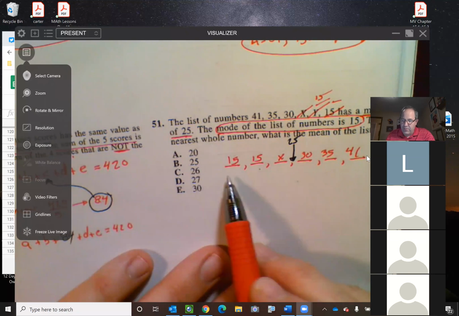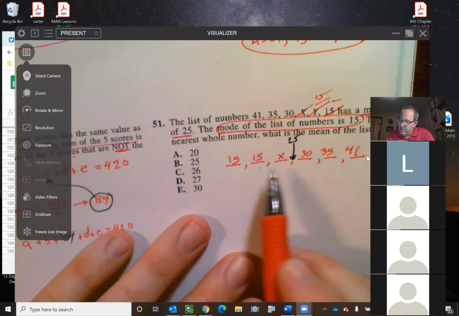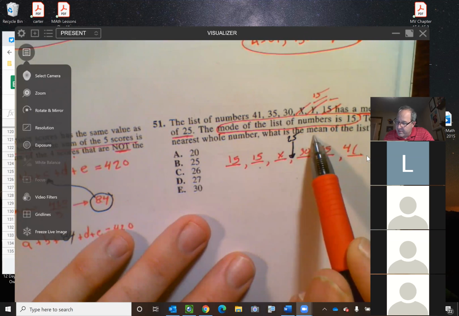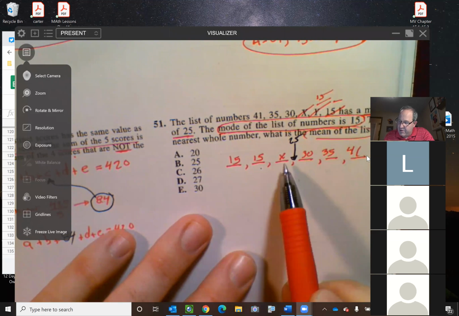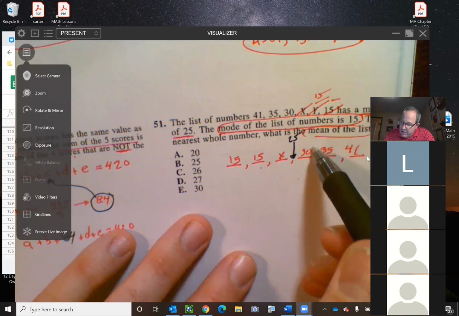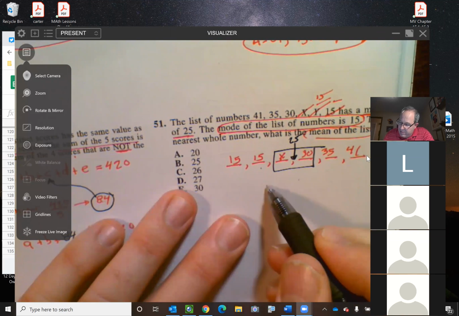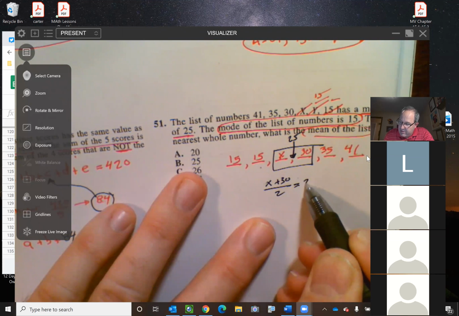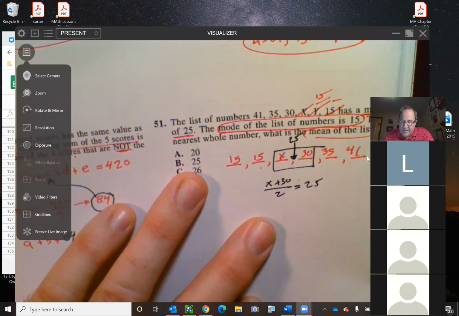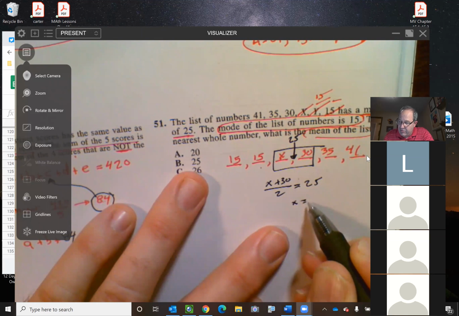So here we go. Now we are told to find the mean of the list, right? Well, before we do that, we've got to figure out what X is. These two numbers are in the middle, right? So I know that when I add them up and divide by 2, we better get 25, because 25 is the median. That means X equals 20.